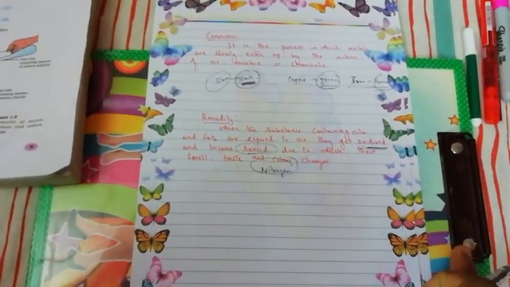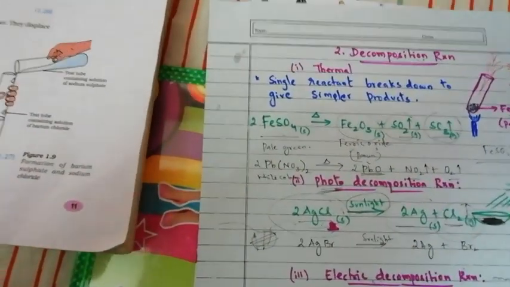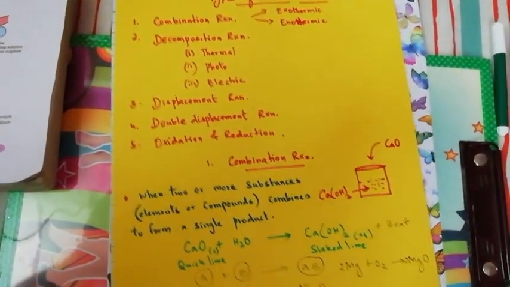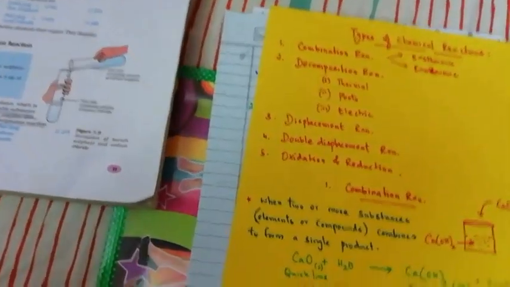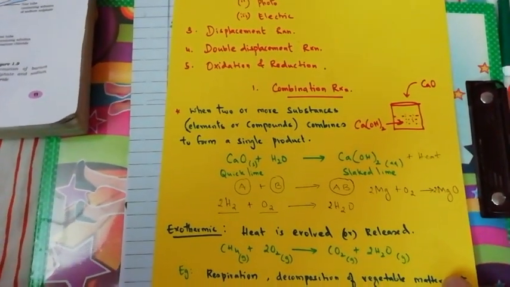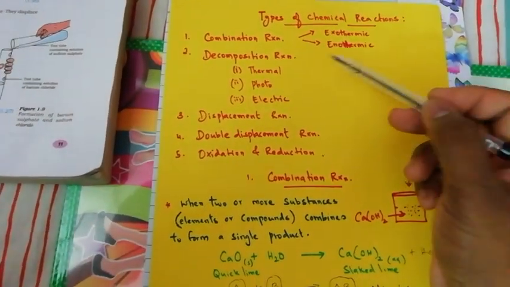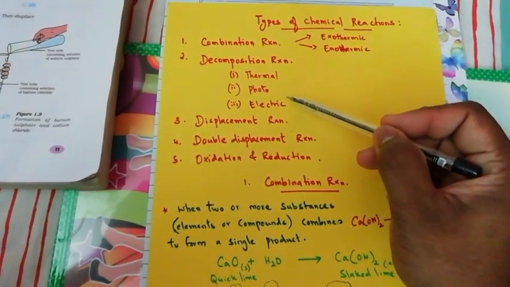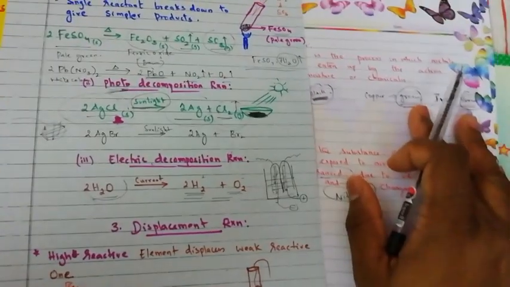Okay students, hope you all understand this. If you have any doubt on the topics we learned now, please message me or send me a comment so that I can clarify your doubts, right? So what we learned today: types of chemical reaction, so combination, decomposition, types of decomposition reaction, displacement, double displacement, oxidation and reduction, and also corrosion and rancidity, right?